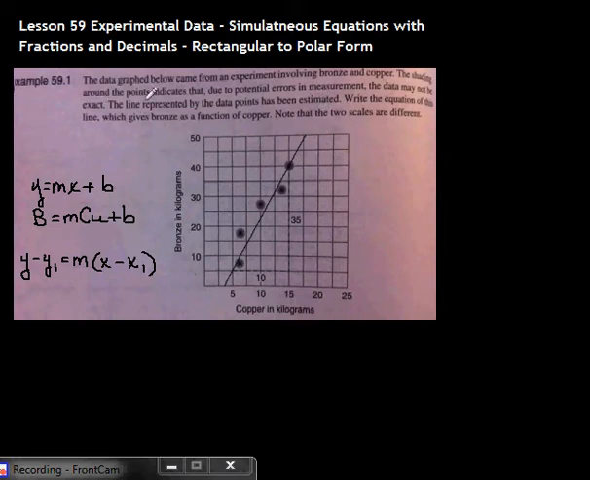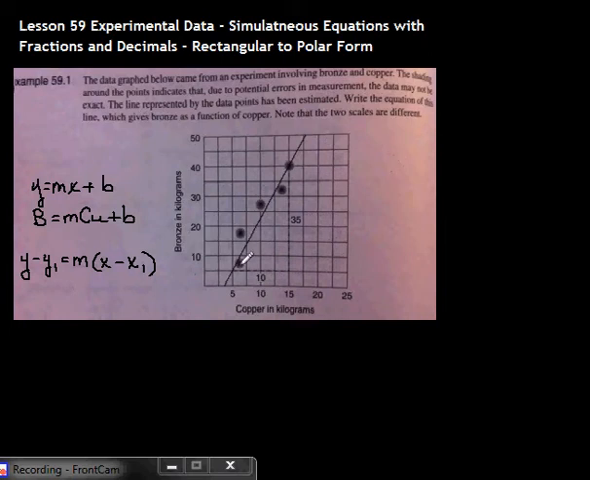Example 1. The data graph below came from an experiment involving bronze and copper. The shading around the points indicates that due to potential errors in measurement, the data may not be exact. The line represented by the data points has been estimated. Write an equation of the line which gives bronze as a function of copper. Notice that the 2 scales are different.